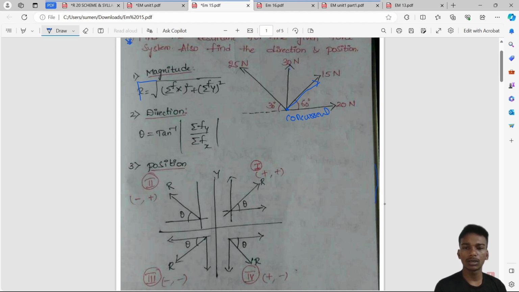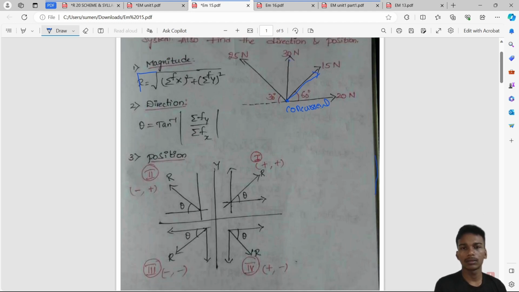Just look at this. Now we will try to find these forces' components along the x-axis and along the y-axis. Then we will add up all the forces in the y direction and all the forces in the x direction, then we are going to find the resultant. Just look at this.